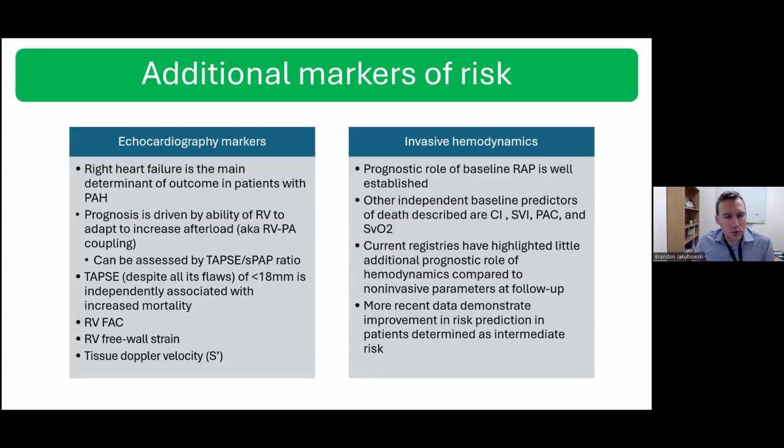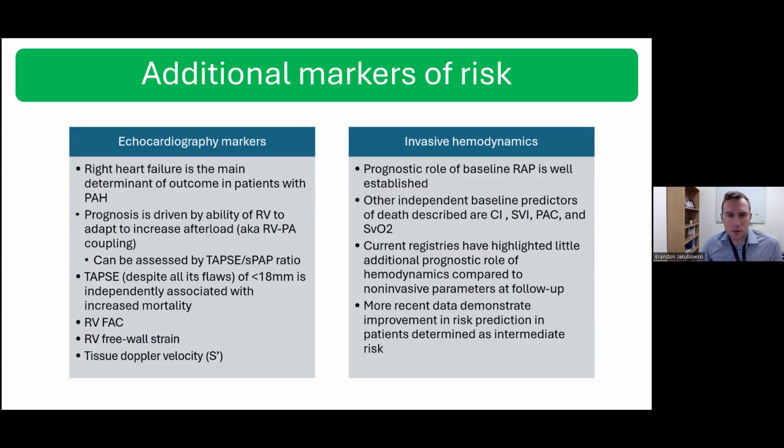I'll spend just a short time on this slide here. This is really talking about other markers. Echocardiography, as I mentioned, is incredibly helpful. We know that right heart failure is a main determinant of patient outcomes. So for me, I'm often looking at this TAPSE to PASP ratio to understand how the RV is functionally coupled to the pulmonary artery or the pulmonary circulation. TAPSE is useful, and to some extent, it's obviously very load dependent, angle dependent, but all of these other markers of RV function are also helpful to look at.